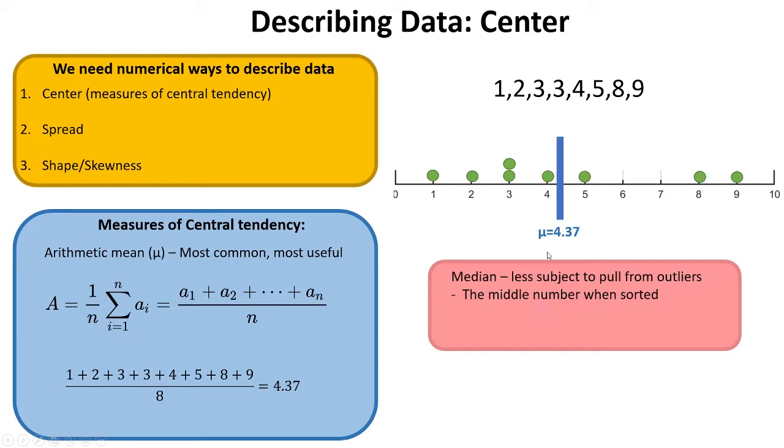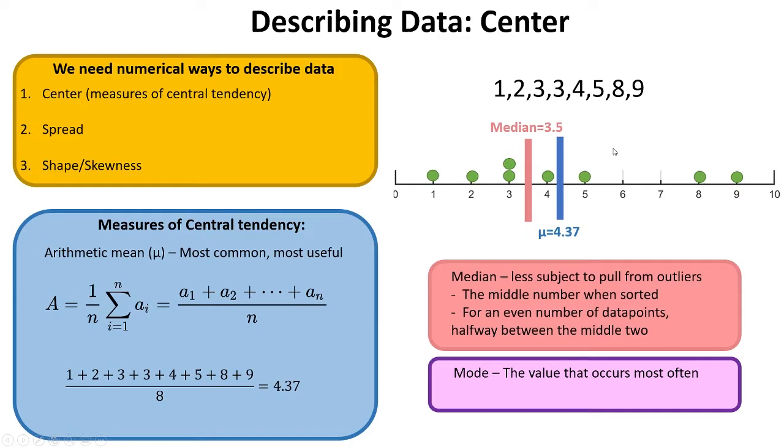So the middle number when things are sorted means that if you go 1, 2, 3, 3, 4, 5, 8, 9, well, there's 4 and 4, so right in the middle, which is halfway where I'm putting my mouse, that's where the median is going to end up being. Usually it is the middle number, but because we have an even number of data points here, the median becomes the halfway point between the middle two, so 3 and 4. So it ends up being 3.5.